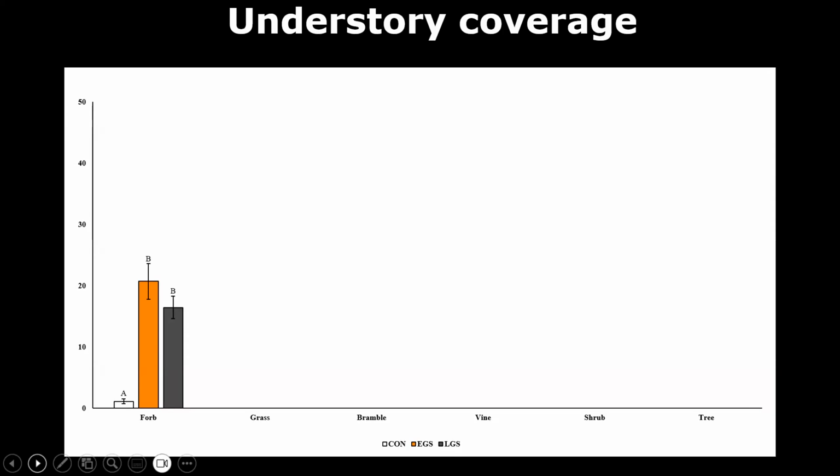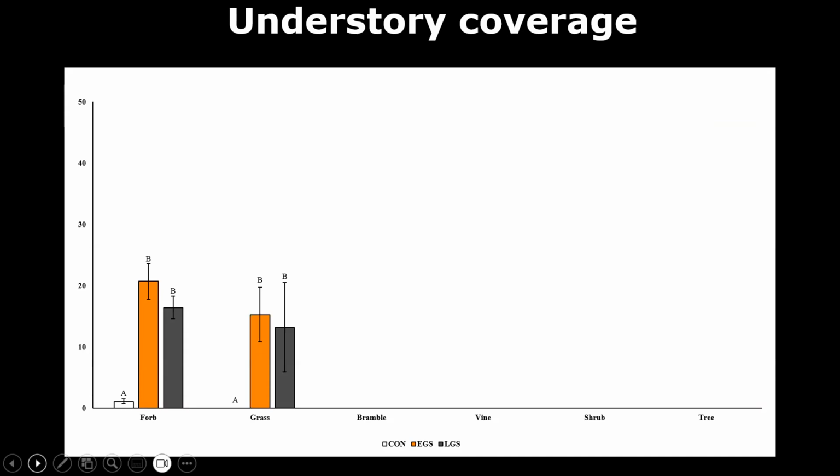So the first thing that stands out on forb coverage, we don't have as great a forb coverage as we might like to see managing for deer and turkeys, but we still have a lot more forb coverage in the areas where we've cut and burned compared to an unharvested control. They don't differ from each other. We have about 15 to 20% forb coverage in either the early or the late growing season.